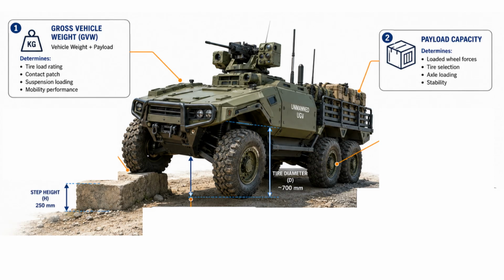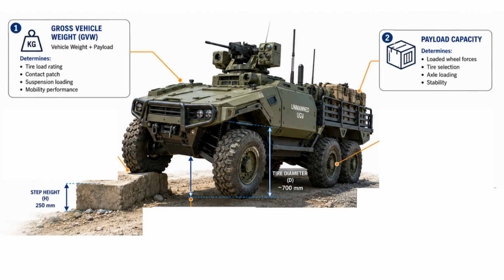Let us understand how vehicle weight is distributed across the tyres of an unmanned ground vehicle. First, vehicle weight is the weight of the UGV itself without any payload. Next comes the payload. This may include equipment, batteries, sensors, cargo, or mission systems. When vehicle weight and payload are added together, we get the gross vehicle weight, or GVW.